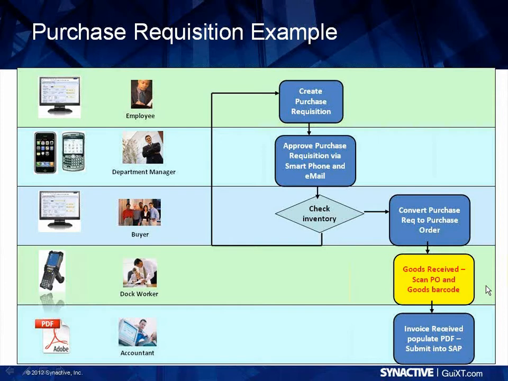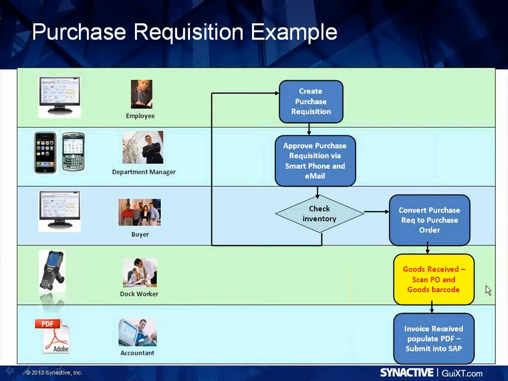Today, without the mobile solution, probably the user is printing out the PO, going to the warehouse, receiving the goods, writing the information on a piece of paper, going back to a desktop, or handing it over to a supervisor who would then enter the information into SAP. With the GuiXT mobile solution, you can render the SAP transaction, in this case the MIGO transaction, to the mobile device. So you can enter the data real time onto the mobile device.